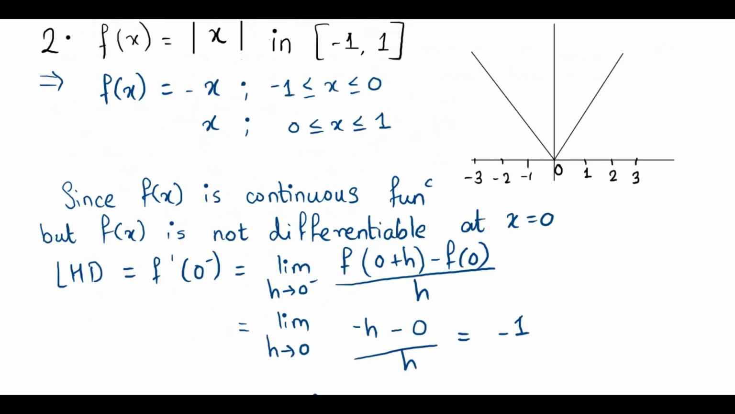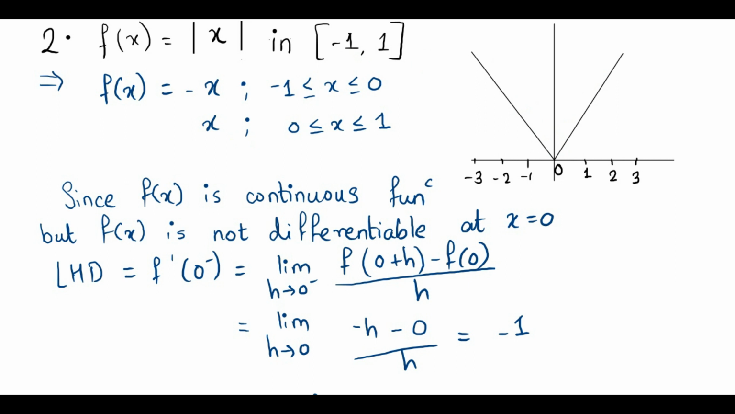Here f of x is equal to mod x in the given closed interval, -1 to 1. Here we can see the rough graph of the mod x function. The mod x function has such a graph. By the graph we can clearly see that it is a continuous function, so our first condition is satisfied. Now we just have to check for differentiability.